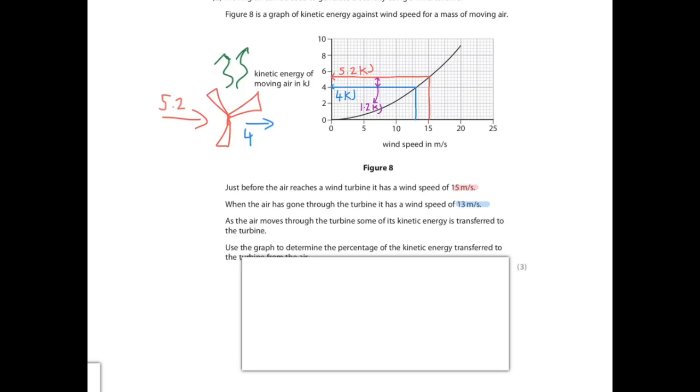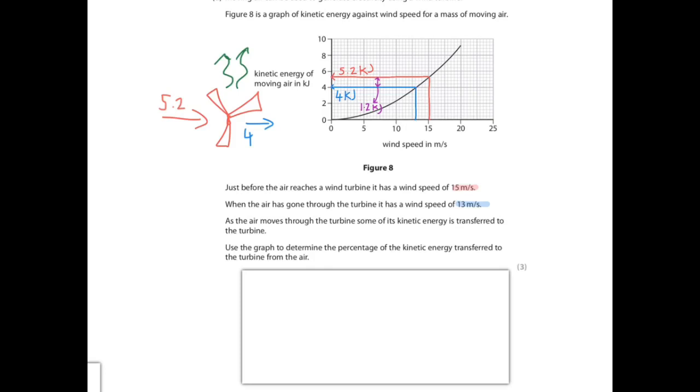Anyway, as the air moves through the turbine, some of its kinetic energy is transferred to the turbine to make it turn. Use the graph to determine the percentage of kinetic energy transferred to the turbine from the air. So, firstly, we've worked out how much energy the air initially had, and we're trying to work out what percentage of this is transferred into the moving turbine.